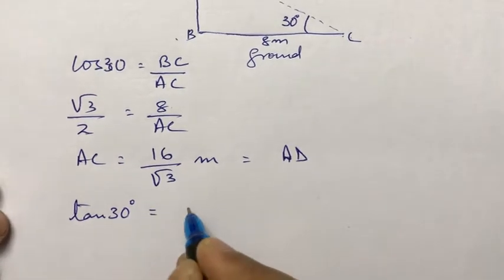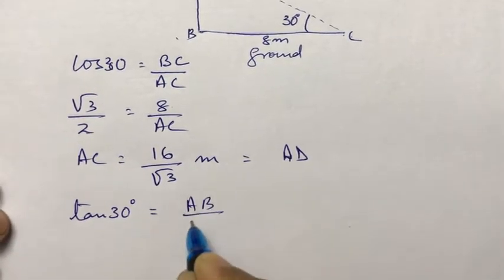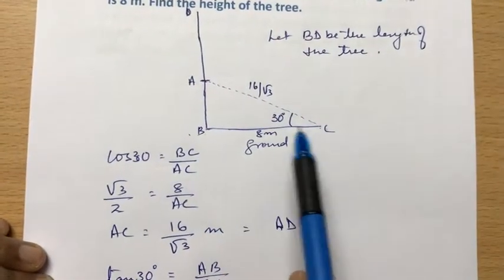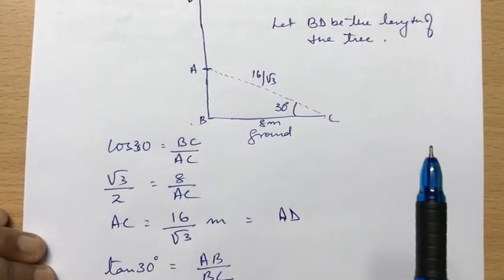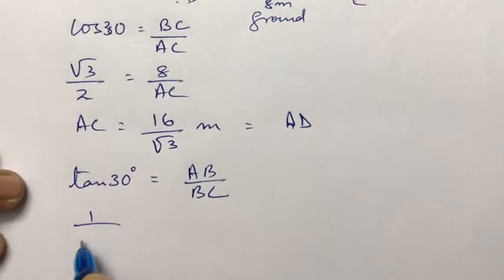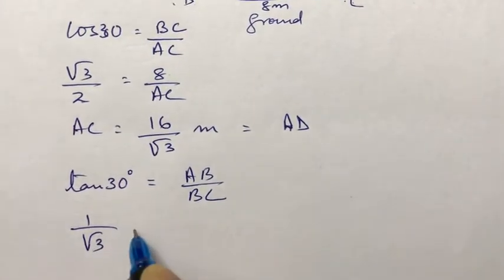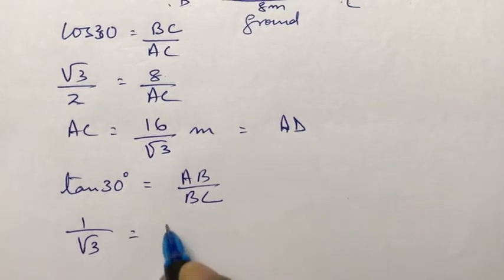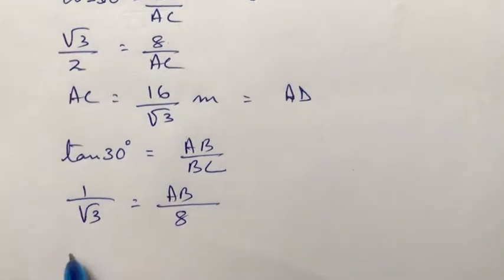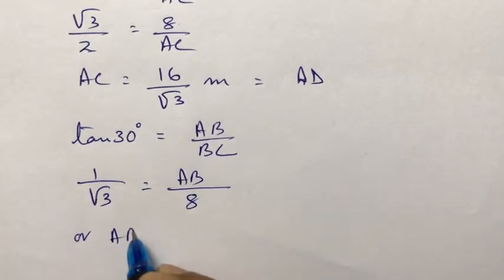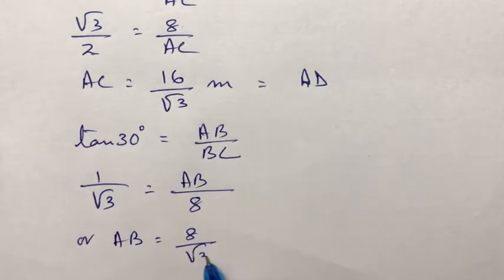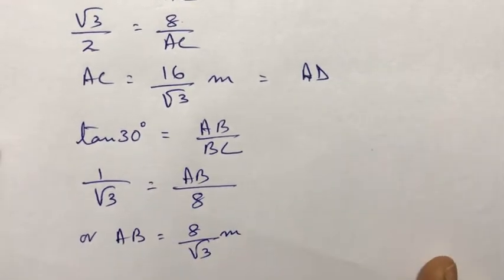Can I write the tan 30 as AB by BC? Yes. Now what is tan 30? Tan 30 is 1 by root 3. And what is AB? We don't know. What is BC? It is 8. Or I can write AB is equal to 8 by root 3 meter.